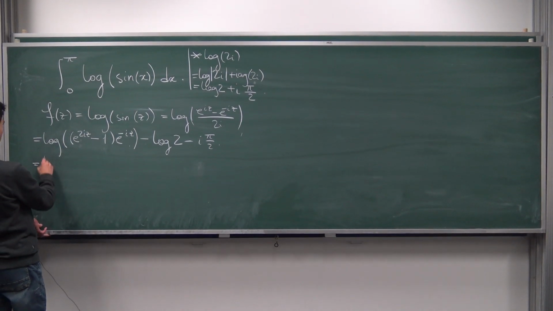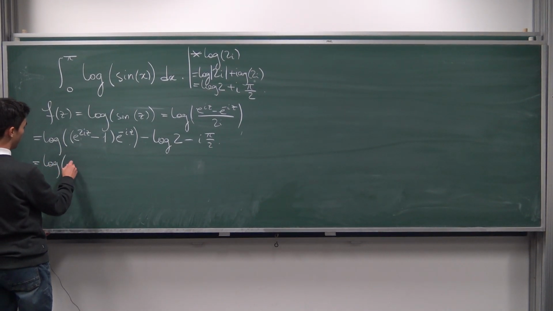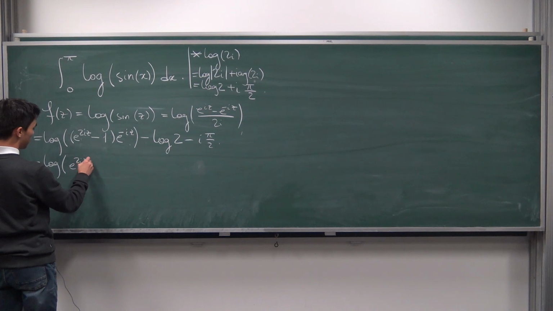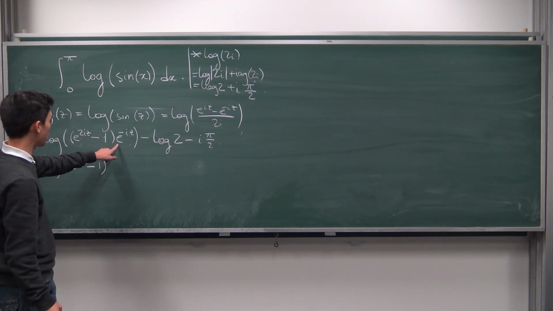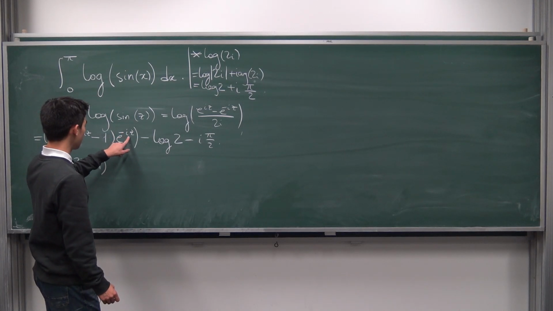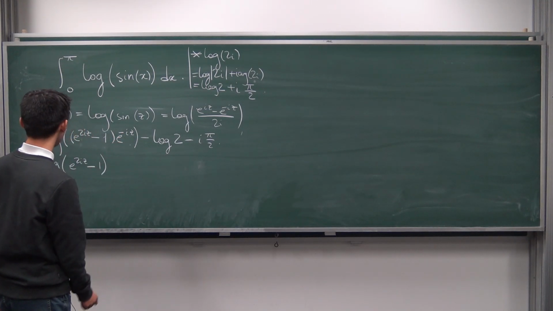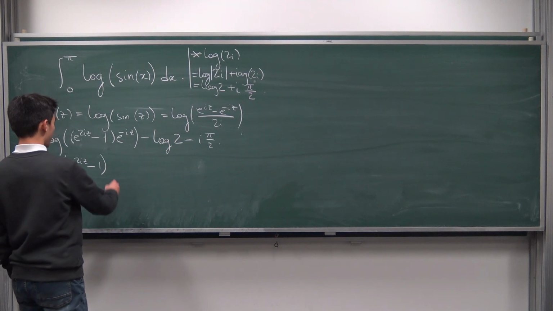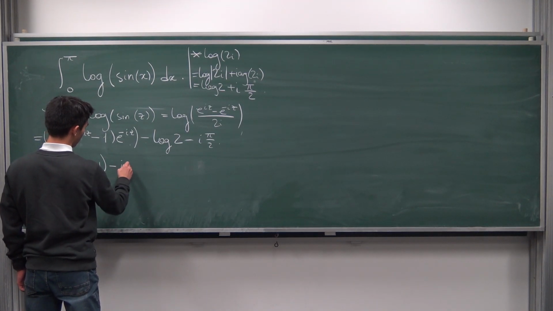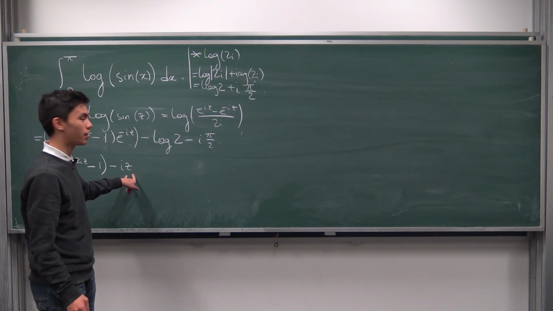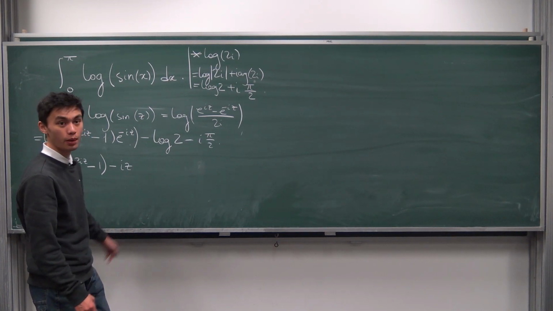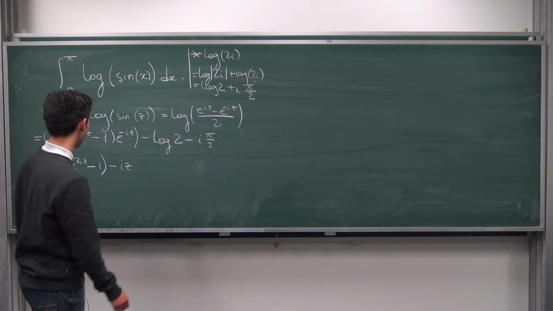So this is going to give us the logarithm of e to the 2iz minus 1, and then we have a minus the logarithm of e to the iz, like so. Now in fact, this is going to reproduce i times z. Not all the time though. This highly depends on what value of z you put in. But for our purposes, I might discuss this right now.